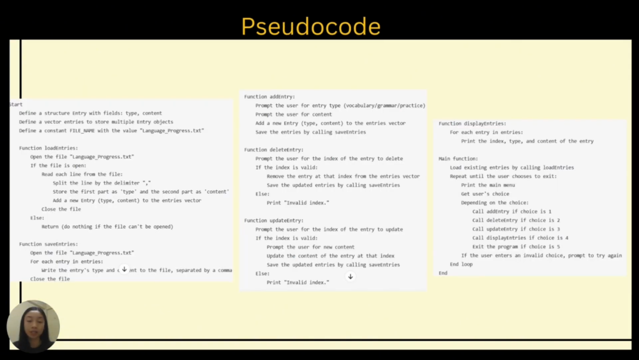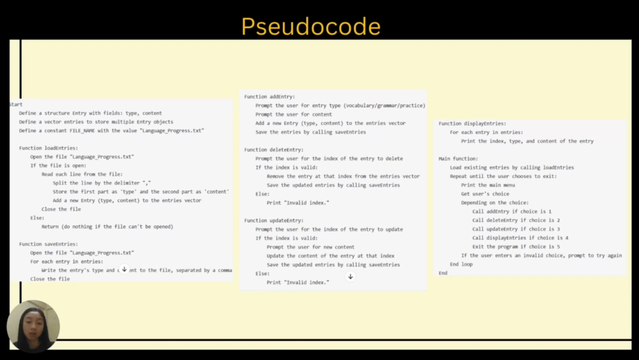So the next one is pseudocode. The program defines an entry structure with type and content. These entries are stored in a vector and saved to a file, which is the language progress text file.